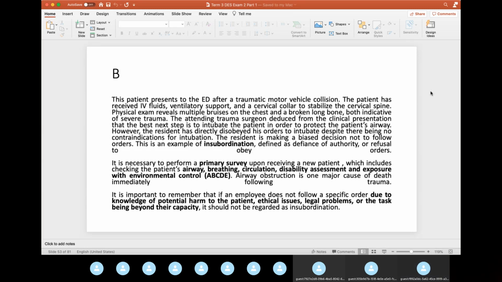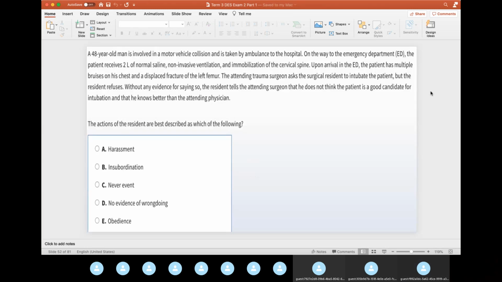But in this case, that intervention is necessary in order for the patient to live, right? You need to intubate the patient. And you said in the vignette, no, I don't think that it's a good candidate, and you know better than the physician. It's insubordination. Make sure you don't do that in your rotations, guys, or it will be a long, long internship. Trust me on that.